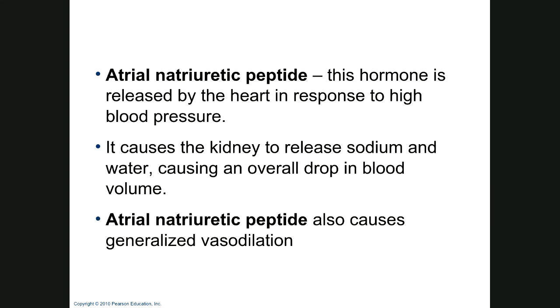Another hormone, atrial natriuretic peptide, is released by the atrium. It causes the kidneys to release more sodium and water. Therefore, you get a drop in blood pressure. It also causes vasodilation. So you have vasodilation and you pee more. And this is from the heart, atrial natriuretic peptide.